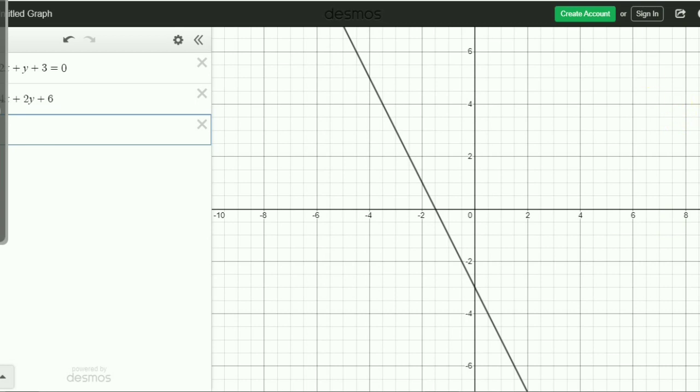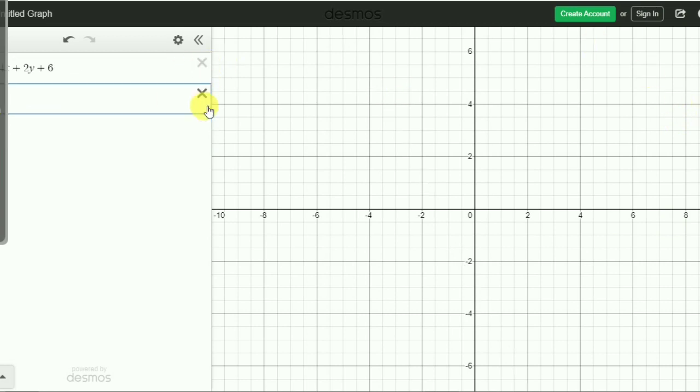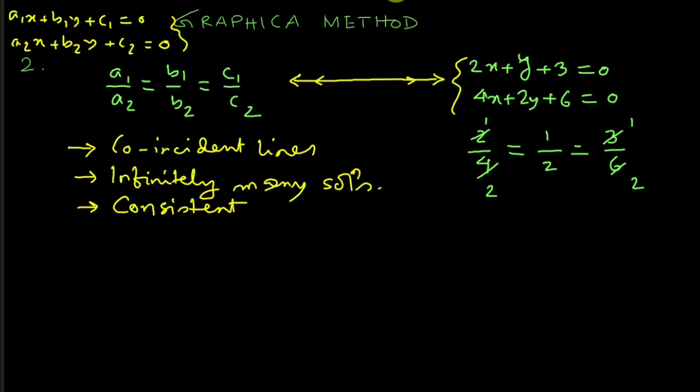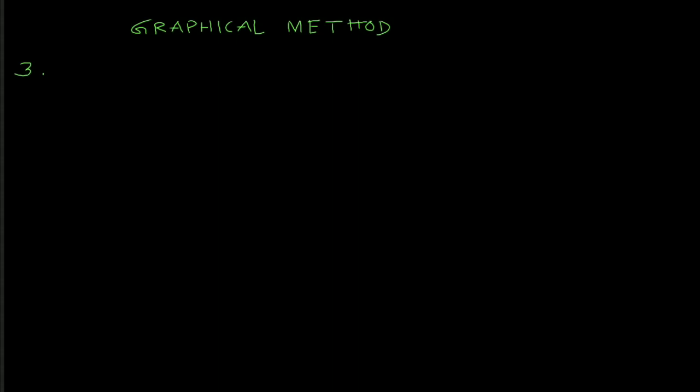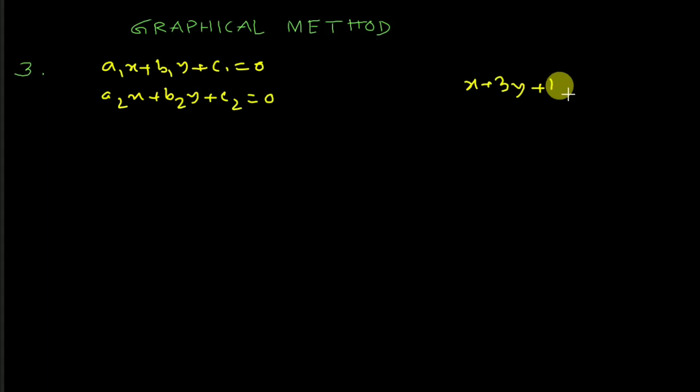Okay, next I want to show another graphing section. The third graphing section: again, I want to write the pair of linear equations a1x + b1y + c1 = 0 and a2x + b2y + c2 = 0. Okay, now I want to take two examples: x + 3y + 1 = 0 and 2x + 6y + 5 = 0.